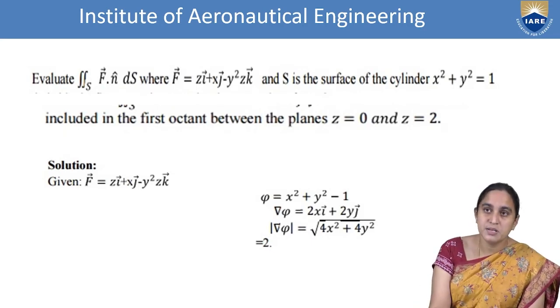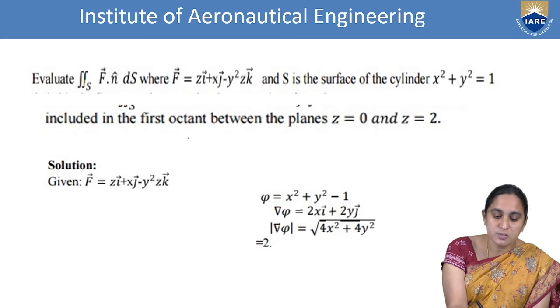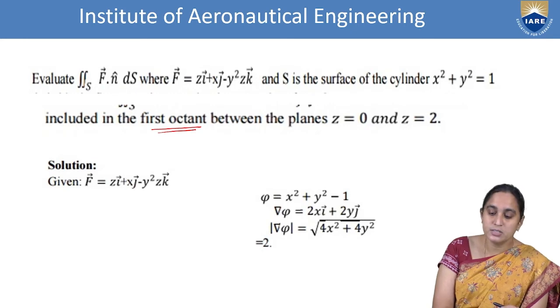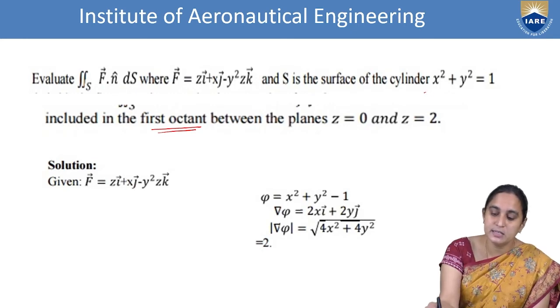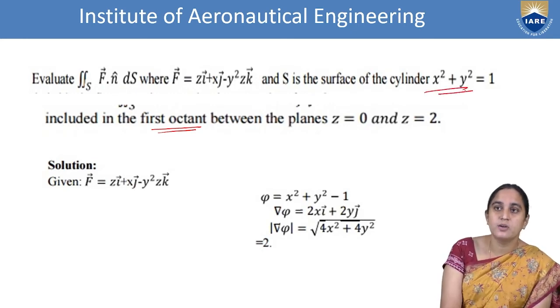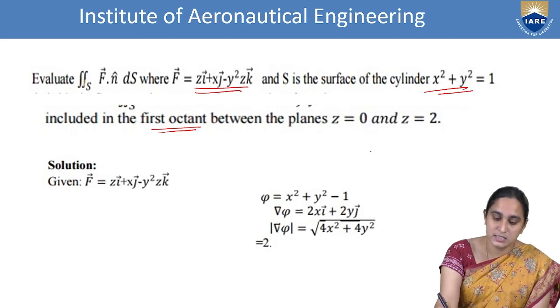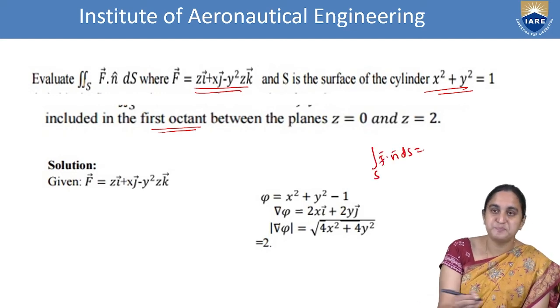This is also the same as the previous question. Here, what they are asking in the question is: the first octant, between the limit points z equal to 0 to z equal to 2, and the cylinder equation is x square plus y square is equal to 1, and f bar is zi bar plus xj bar minus y square z k bar. In that case also, the same formula, that is integral of f bar dot n bar ds.